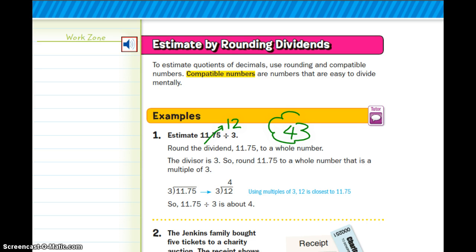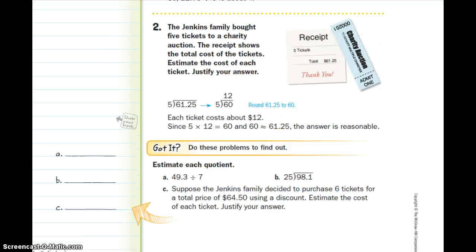Let's look at problem number 2. In problem number 2, the Jenkins family bought 5 tickets to a charity auction. The receipt shows the total cost of the tickets. Estimate the cost of each ticket. Justify your answer. So we know that the total is $61.25, and we want to get 5 to go into there. So 5 goes into 60, or 60 divided by 5 is approximately $12. So we know that it's approximately 12. And that's a good estimate.